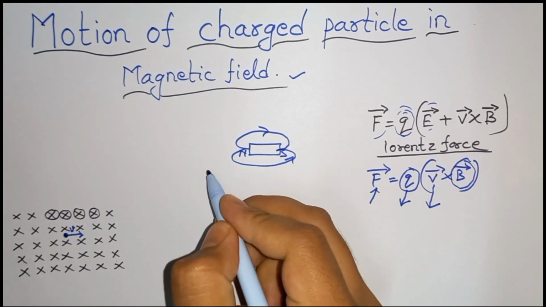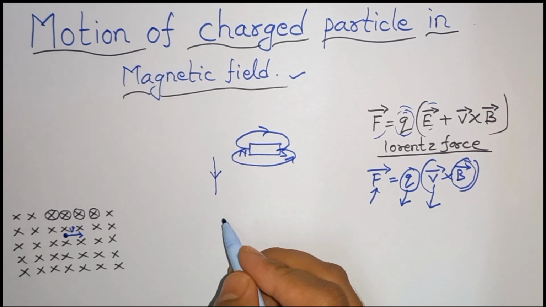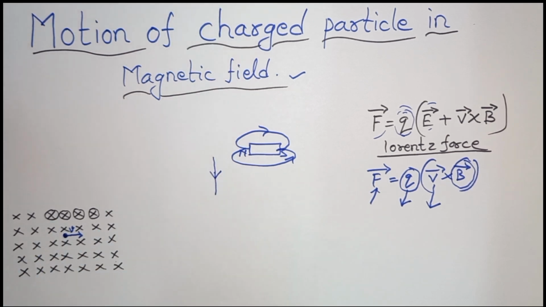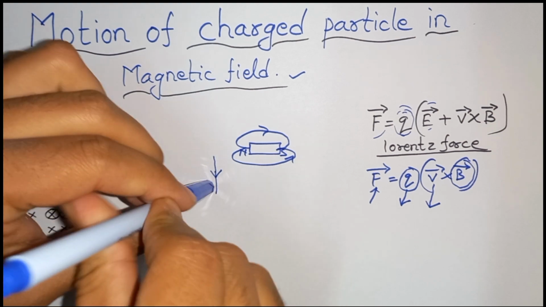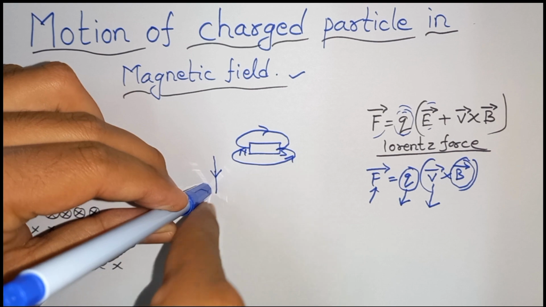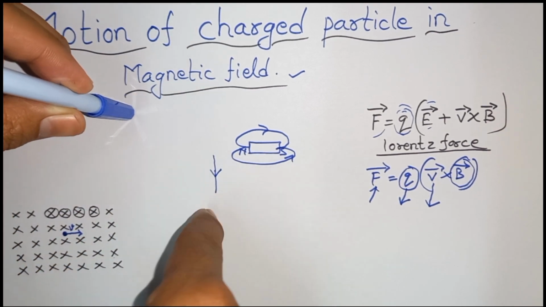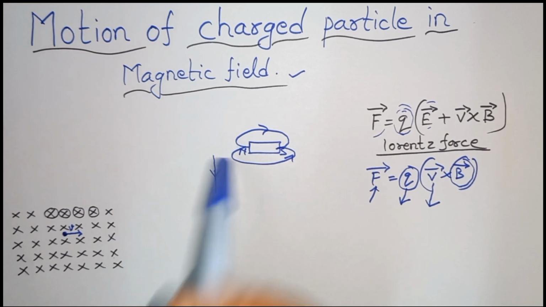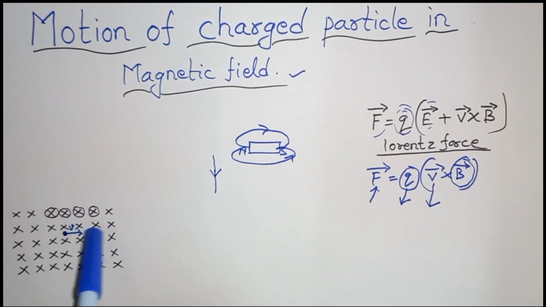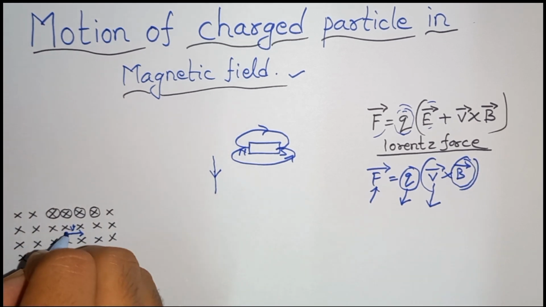I want to make it clear: if the magnetic lines are going from up to down, down through this paper, penetrating this copy, then that direction is represented by this cross. Now if the charged particle is moving with the velocity v, going down, then what happens?